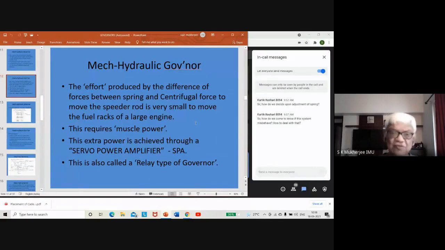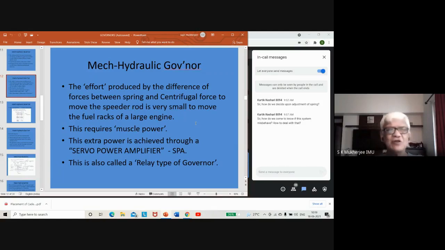All right. So this effort is now used to control a pilot valve. Okay. All right. Now this pilot valve will ultimately control the servo power amplifier. So that is why this kind of governor, which is a mechanical hydraulic one, is called a relay type of governor.